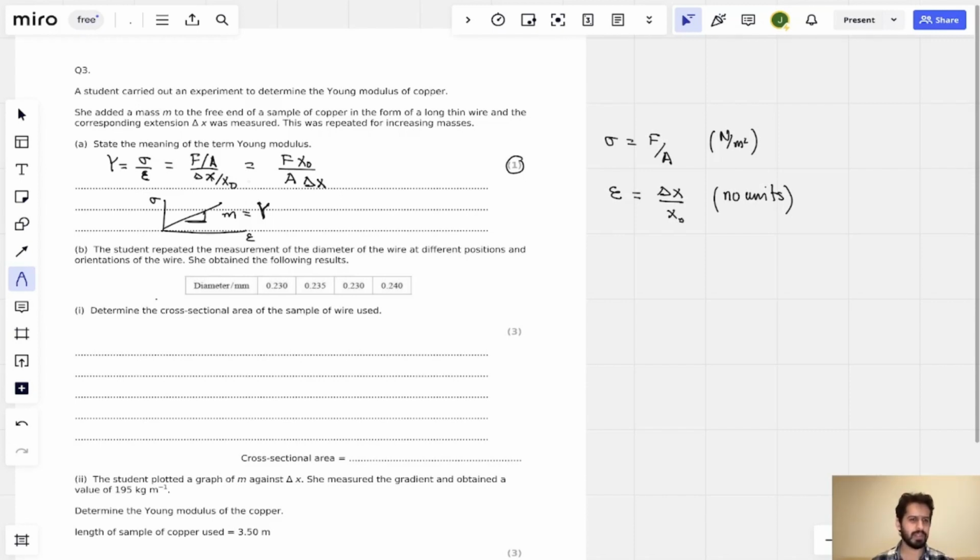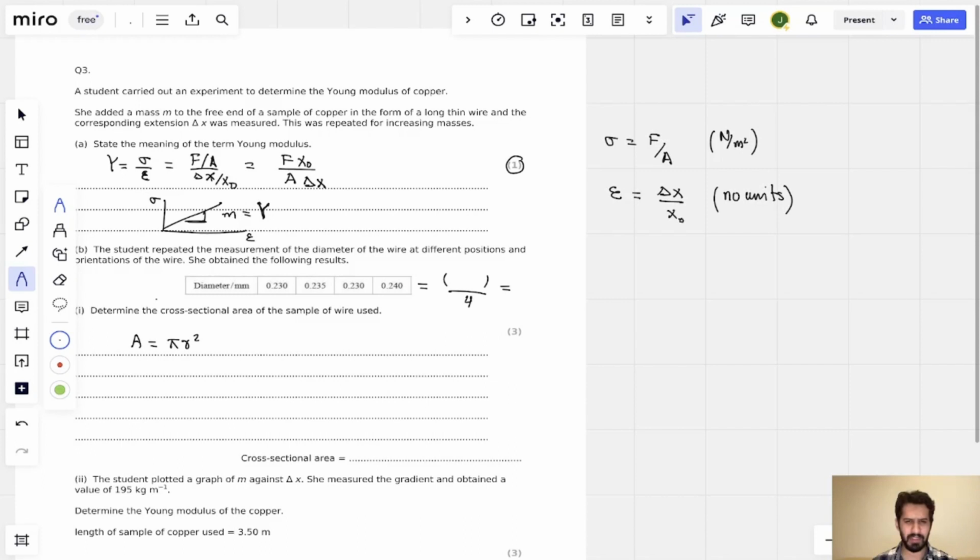The second question is, the student repeated the measurement of the diameter of the wire at different positions and orientations of the wire. She obtained the following results. Determine the cross-sectional area of the sample of the wire. Remember that cross-sectional area of wire is given by pi r squared. And we are given the diameter, and we have different values for diameter. So first of all we'll find the average value for diameter. We'll add all of these numbers and divide them by 4.